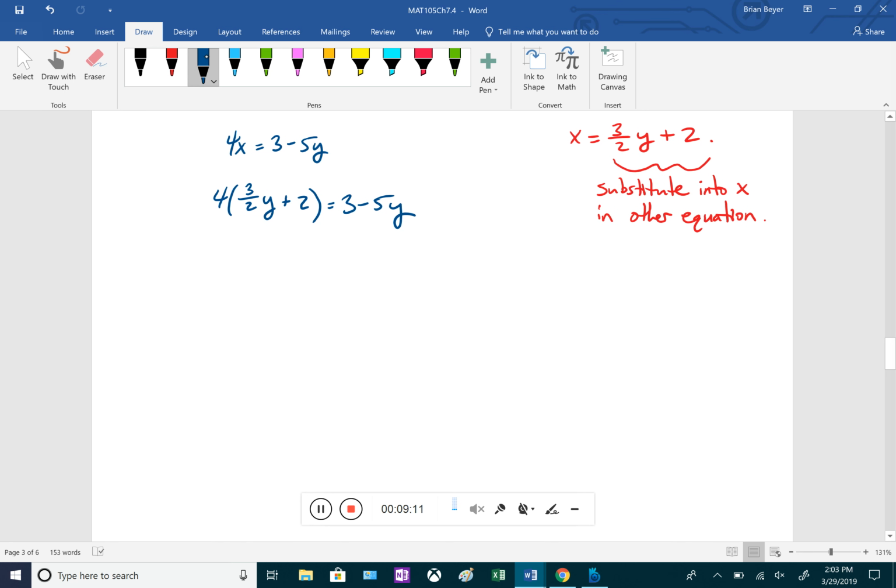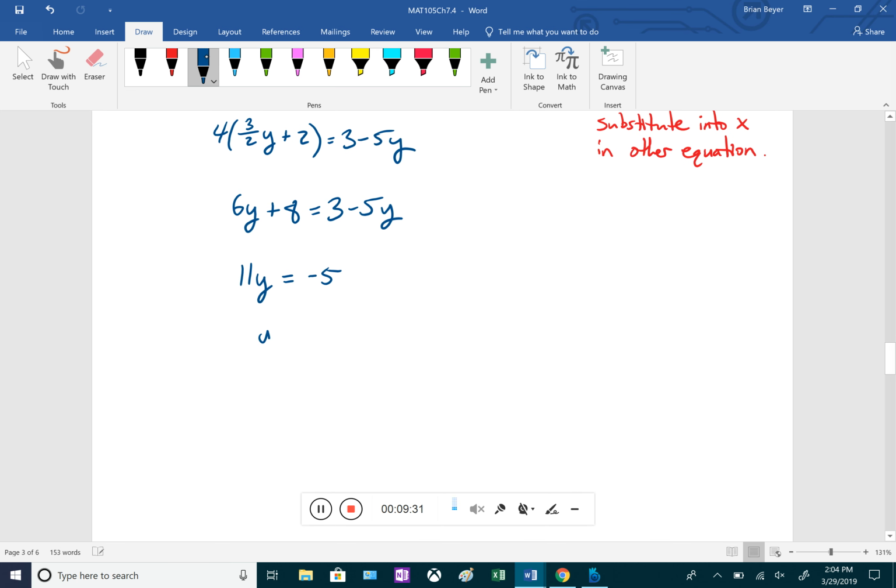So 4 times 3 is 12, 12 divided by 2 is 6. That's 6y plus 8 equals 3 minus 5y. I'm going to add 5y to both sides, and subtract 8 from both sides, and get 11y equals negative 5. Lastly, I'm going to divide both sides by 11 and get y equals negative 5 over 11.